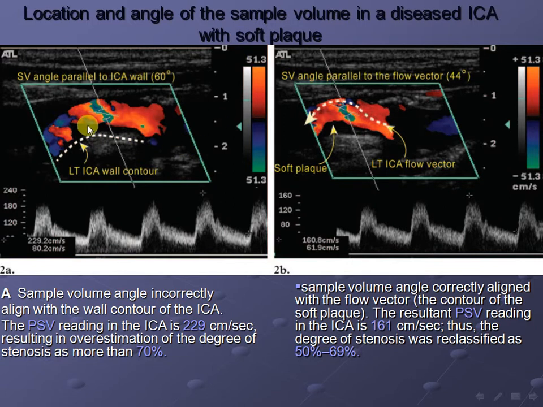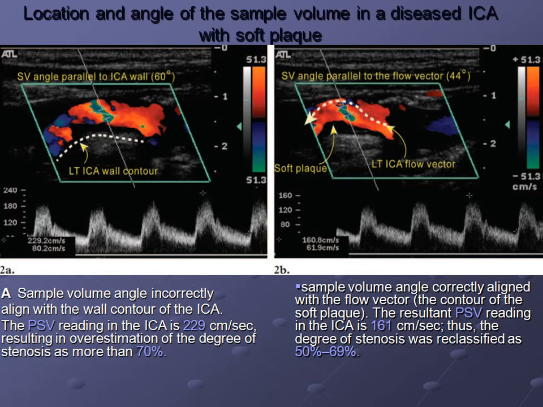This is a wrongly placed angle, parallel to the wall of the artery, not to the direction of the blood flow. So changing the angle by a few degrees affects the reading by a large amount. That's why you should be very precise in where you place your box and what angle you place it. The difference is a lot, okay?